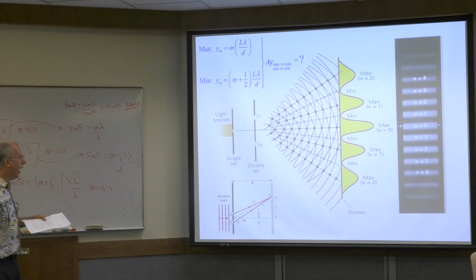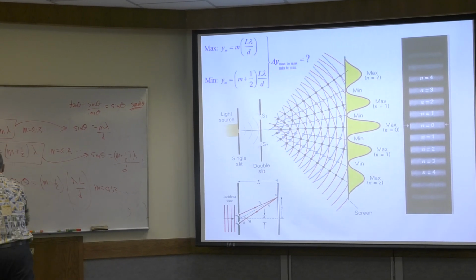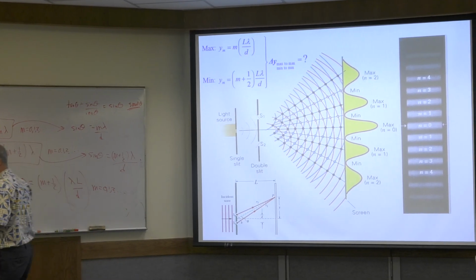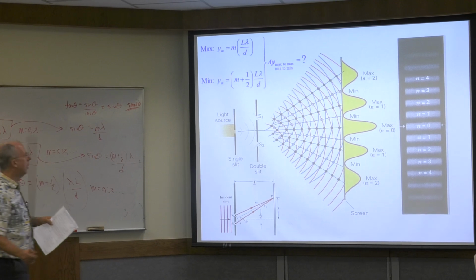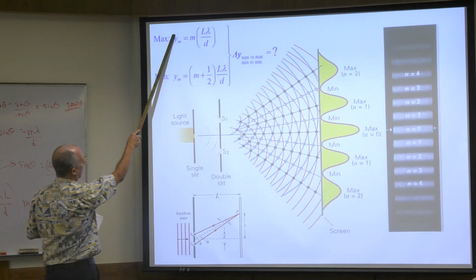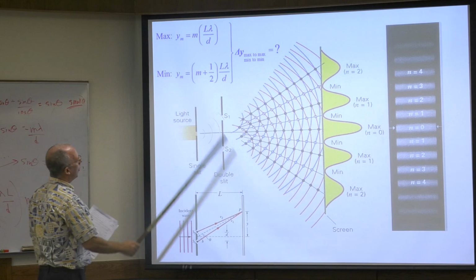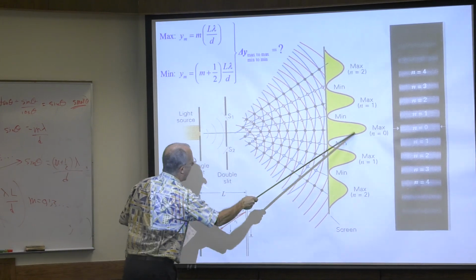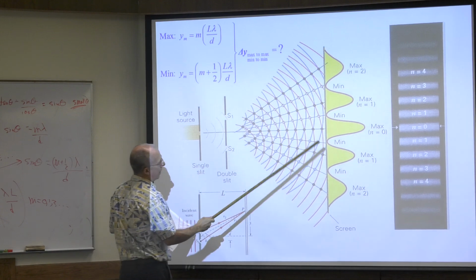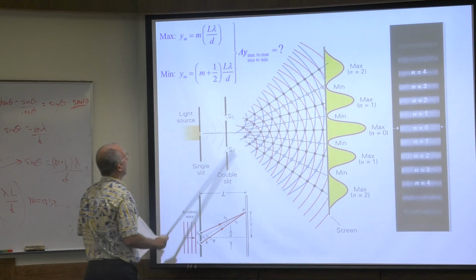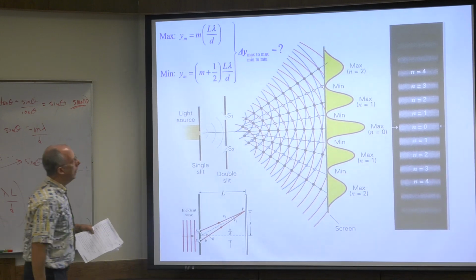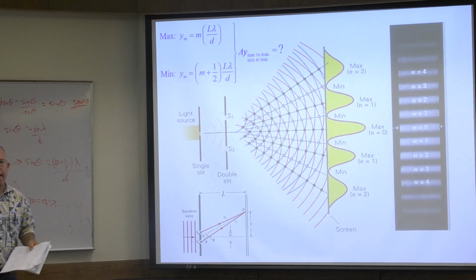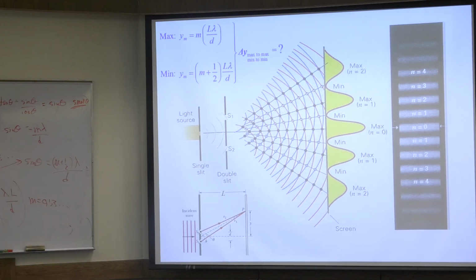All right, one more thing. Now we have where the maxes are and where the mins are. So please figure out the distance, delta y, from a max to a max, or, same thing, min to min. Use these equations and figure out delta y. So pause your video and figure that out, please.